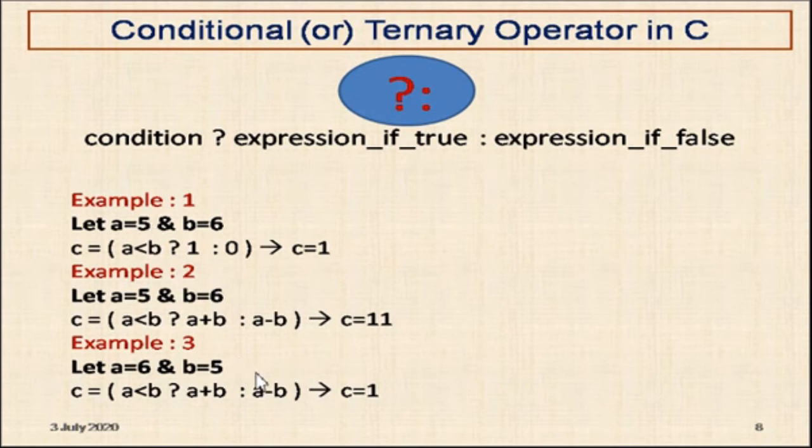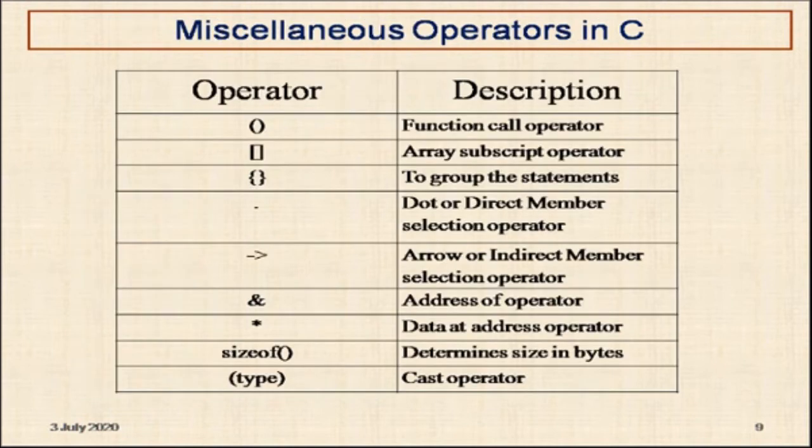A is 5, b is 6. Sorry, a is 6, b is 5. So the answer is 1. So a minus b will be assigned to c. So 6 minus 5, 1 will be assigned to c. Got it? Fine.